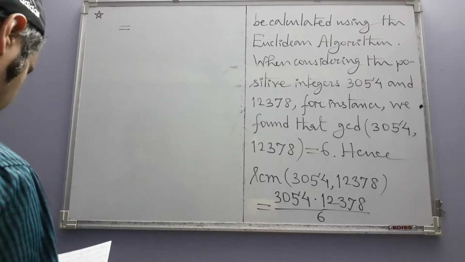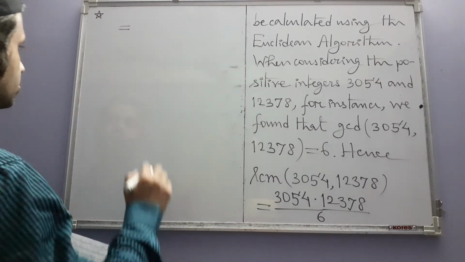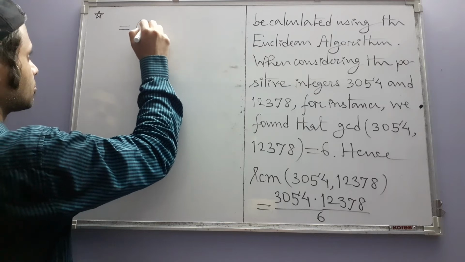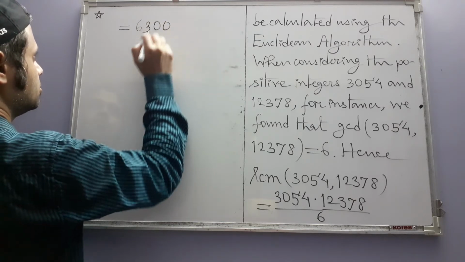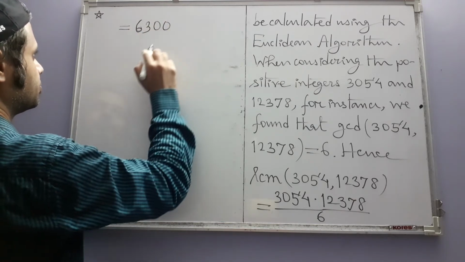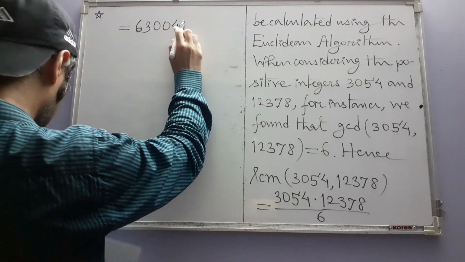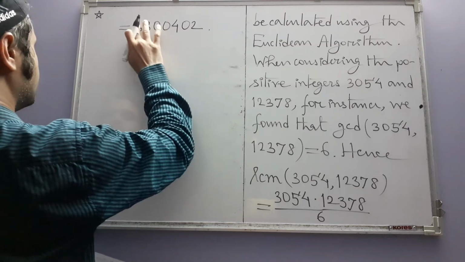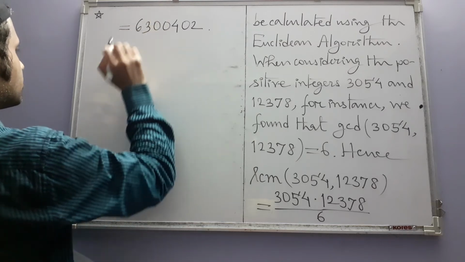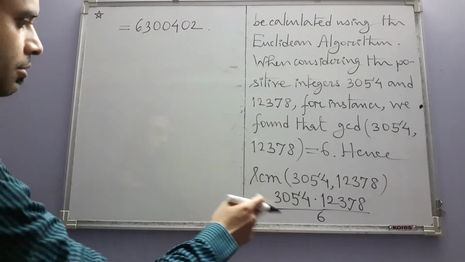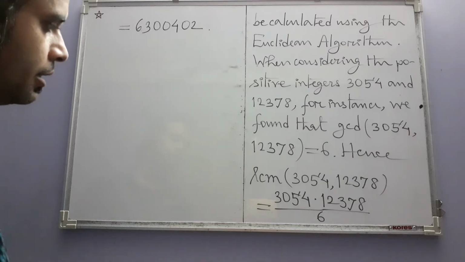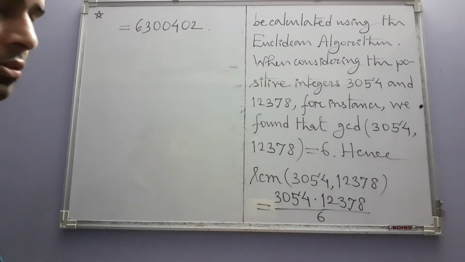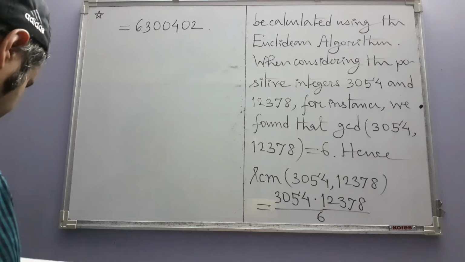And that value equals what? 6300402. So that is the LCM of these two integers, 3054 and 12378.